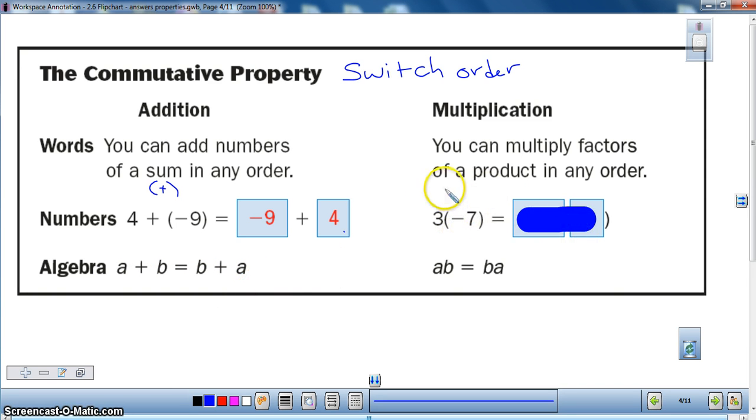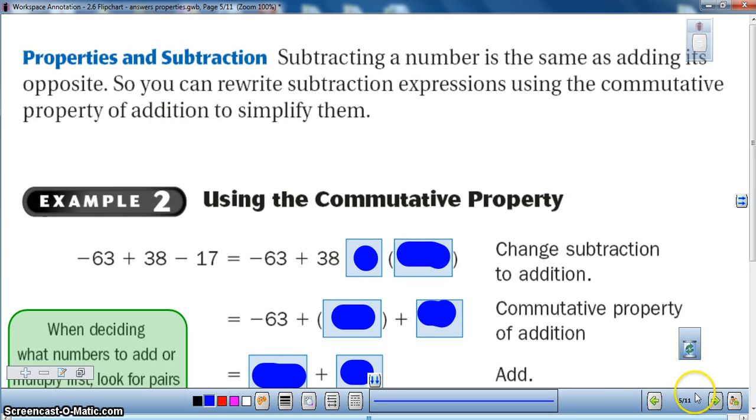Multiplying factors of a product in any order. Again, remember, product is our multiplication, either using a parenthesis or asterisk. So 3 times negative 7 is going to give us the same answer as negative 7 times 3. This property comes in very handy when you have a big string of numbers, and sometimes it's easier to regroup them to make a simpler problem so we don't have to use our calculator.